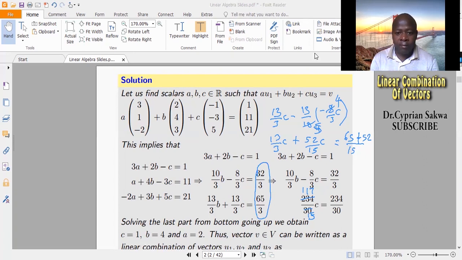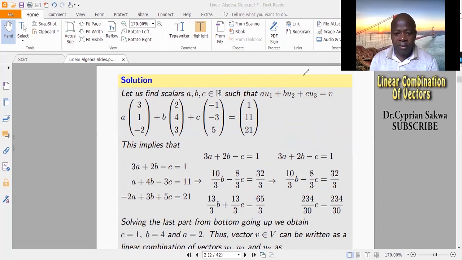So what does that mean? After I've reduced my system of equations to this level, I begin solving from the bottom, just the way we discussed in our first video on solving systems of linear equations. Now, from this last equation here, it's true that C is 1. So we solve from the bottom going up. So C is 1.